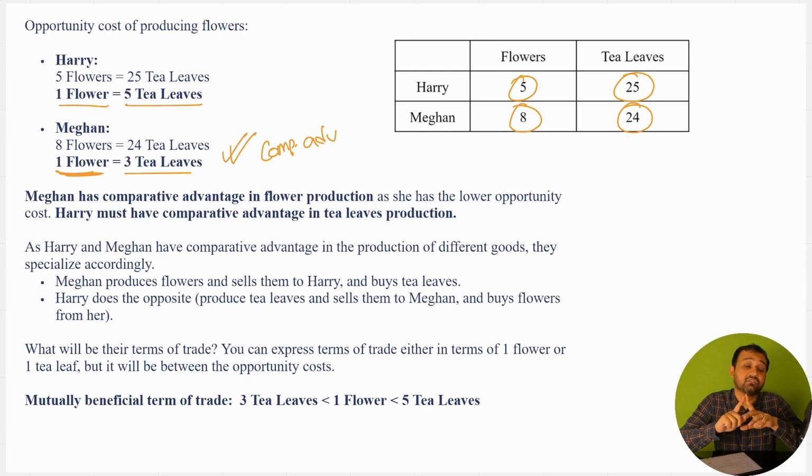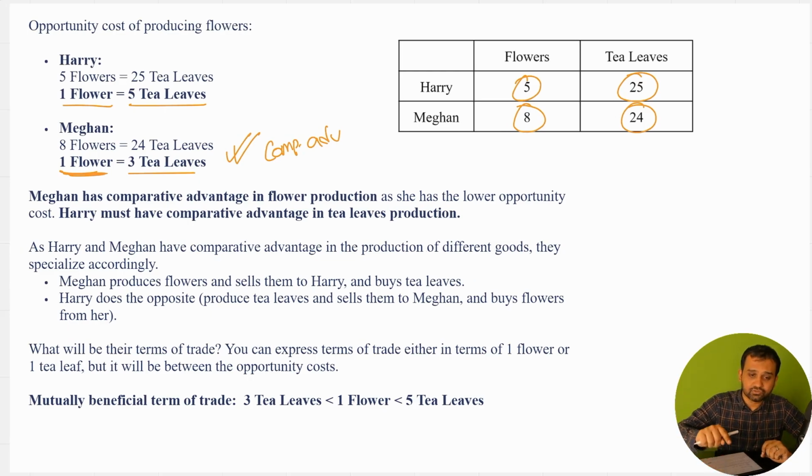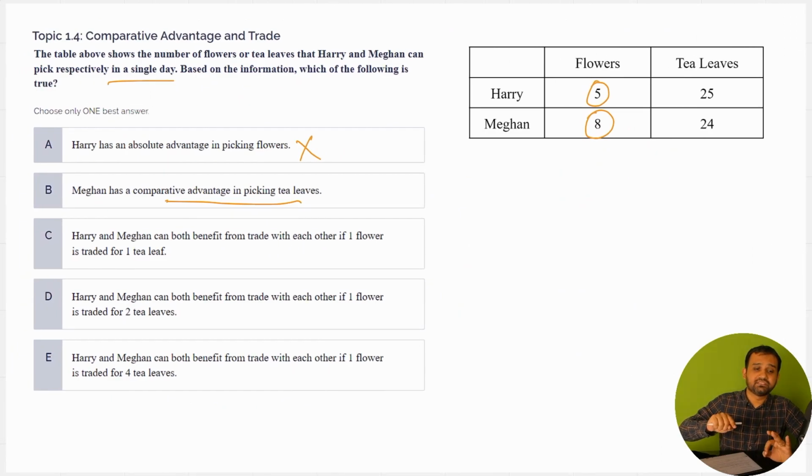Remember that if a person has comparative advantage in the production of one thing, they cannot have comparative advantage in the production of the other good. So as a result, we can rule out option B, because option B says Meghan has a comparative advantage in picking tea leaves. That cannot be correct because she has comparative advantage in picking flowers.